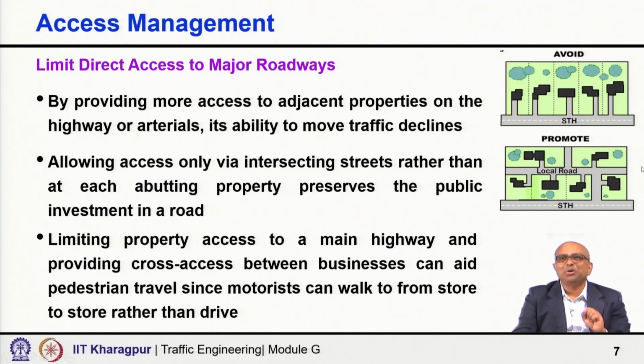But for the remaining things which are happening all around on the local roads, the primary function is access, not the mobility. So, allowing access only via intersecting streets rather than at each abutting property preserves the public investment in a road.